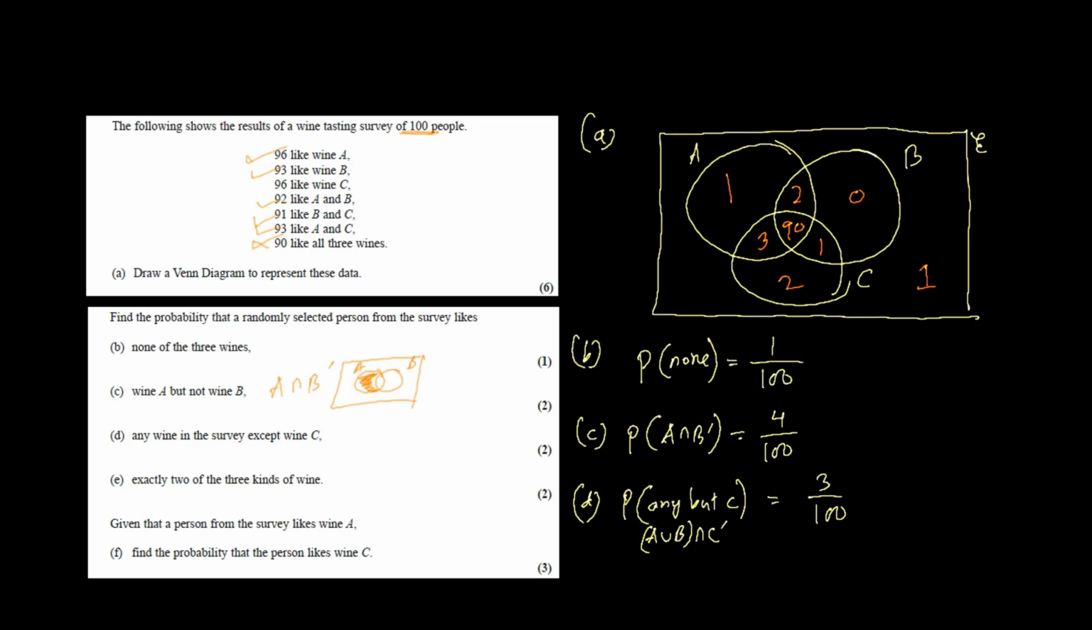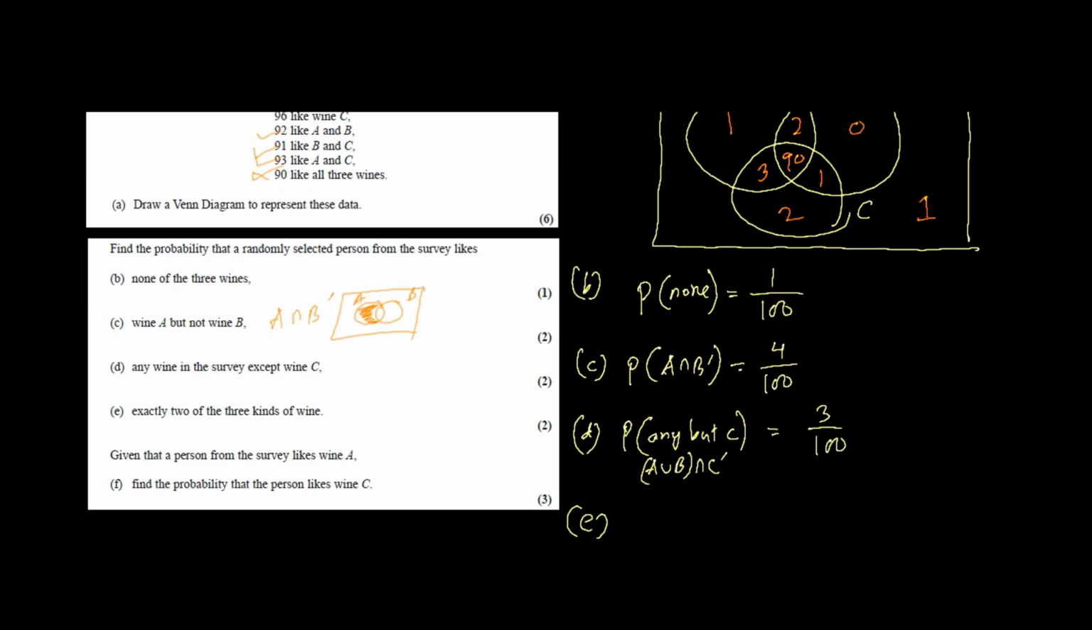So this probability is going to be probability of exactly 2. So it should be 2 plus 3 plus 1 by 100, which is going to be 6 by 100.